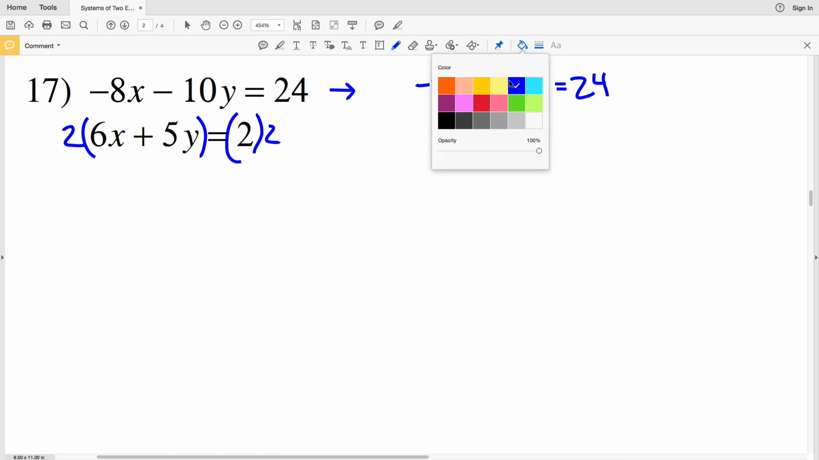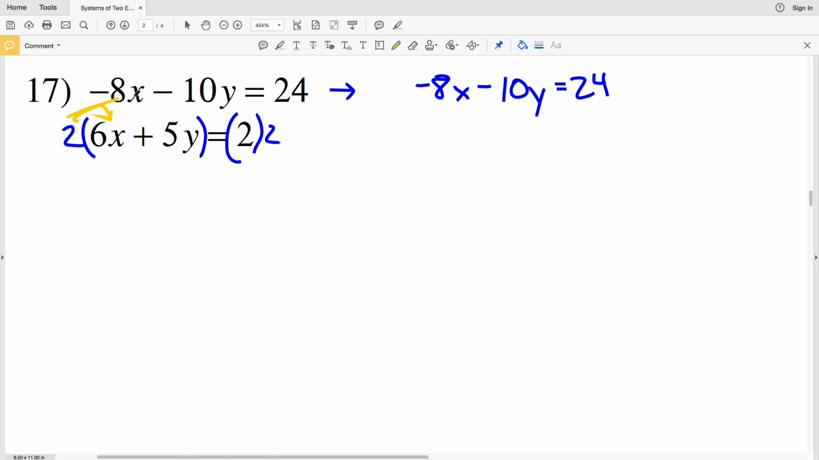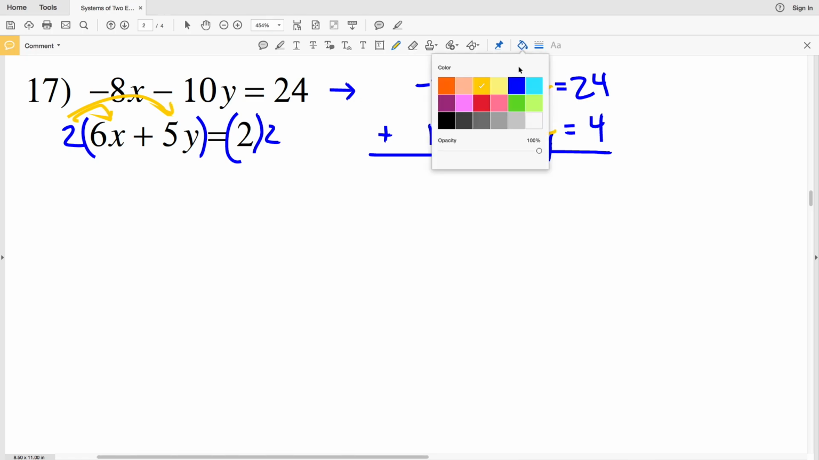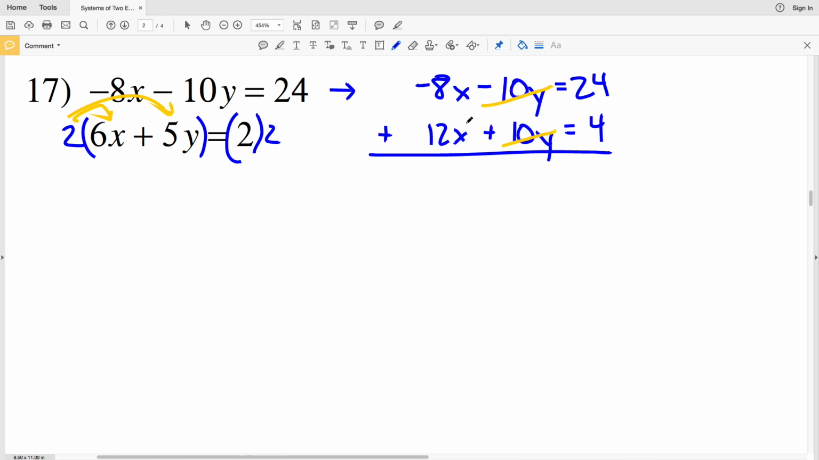Now, distributing that 2 in my bottom equation, I'll get 12x plus 10y equal to 2 times 2, which is 4. Now, I'll add both of my equations together because negative 10y plus 10y is 0. So negative 8x plus 12x is a positive 4x, and that's going to be equal to 24 plus 4, which is 28. And when I divide by 4, I'll get that x is equal to a positive 7.